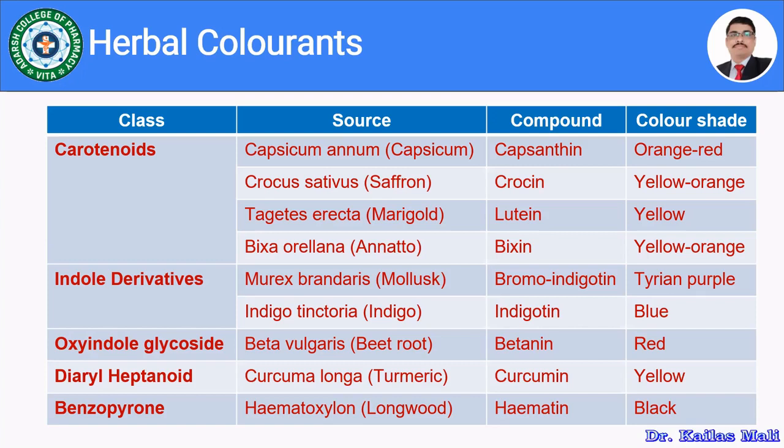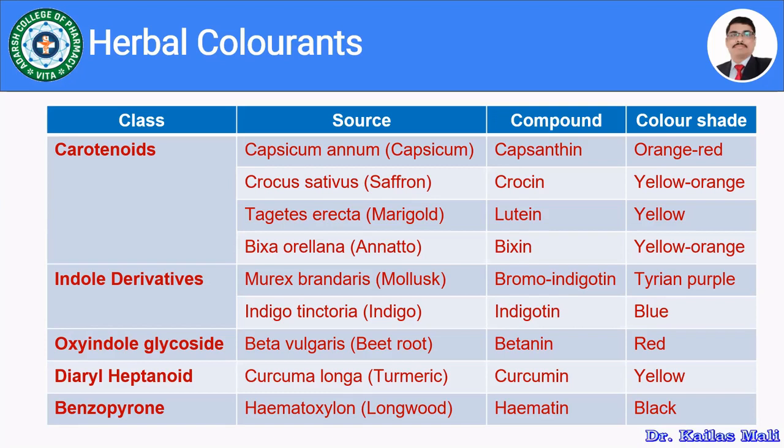The example is beetroot, which is obtained from Beta vulgaris, which comprises mainly betanin and which is responsible for red color. Then the diarylheptanoid, the example is turmeric, which is obtained from Curcuma longa, which comprises mainly curcumin, which is responsible for the yellow color. Then the benzopyrone, the example is logwood, which is obtained from Haematoxylon, which comprises hematin and which is responsible for the black color.